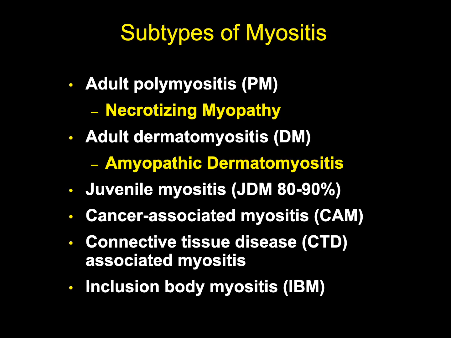Now, as you may already know, there are many subtypes of myositis, such as adult polymyositis, called PM, or the additional entity called necrotizing myopathy, adult dermatomyositis, or DM, or the additional entity called amyopathic dermatomyositis, juvenile dermatomyositis, cancer associated myositis, which is mostly cancer associated dermatomyositis, connective tissue disease associated myositis, and inclusion body myositis.